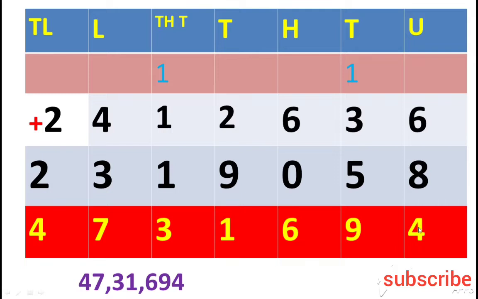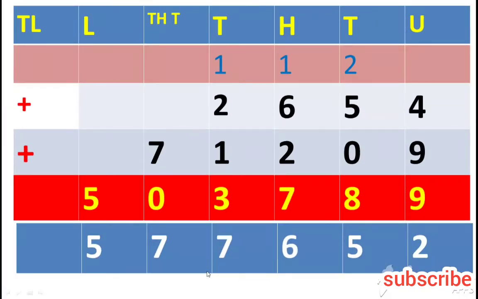Now next question is 24 lakh 12,636. 6 plus 8 is equal to 14. 4 is right here and 1 is carry. 3 plus 5 is equal to 8, plus carry 1 is 9. 6 plus 0 is equal to 6. 2 plus 9 is equal to 11. 1 is right here and 1 is carry. 1 plus 1 is 2, plus carry 1 is 3. 4 plus 3 is equal to 7 and 2 plus 2 is equal to 4.